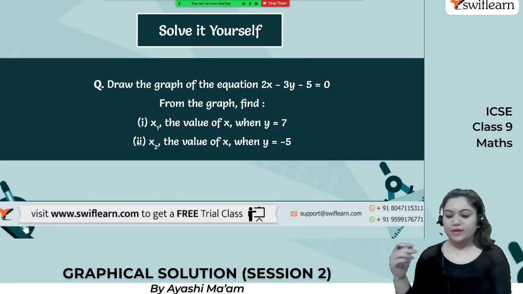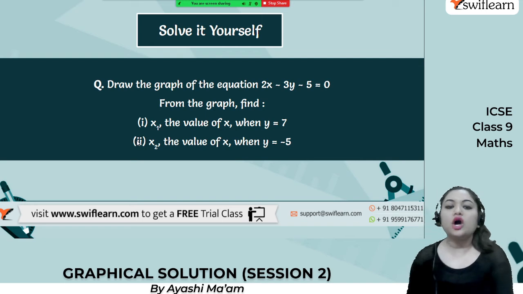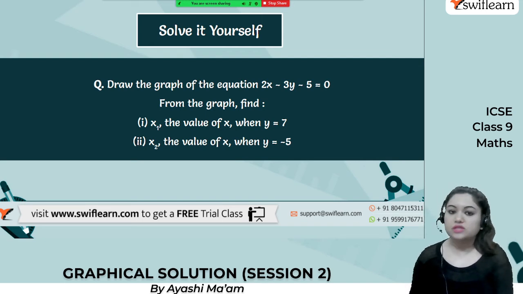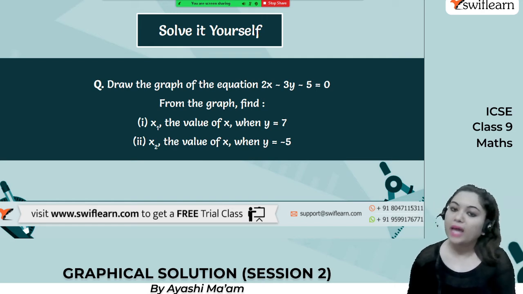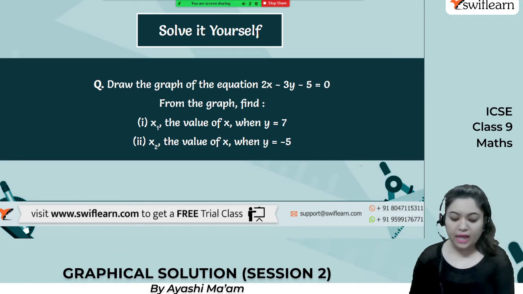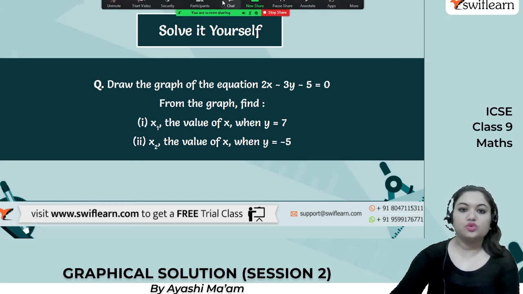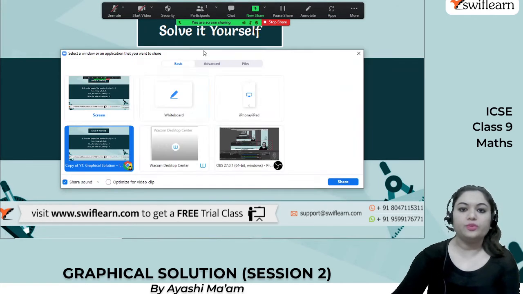Okay, now let's come to the next question. Draw the graph of the equation 2x minus 3y minus 5 is equal to 0, and then from the graph find out the value of x when y equals 7, and the value of x when y is equal to minus 5. Okay, let's do it. Let's solve it. Let me take the whiteboard.